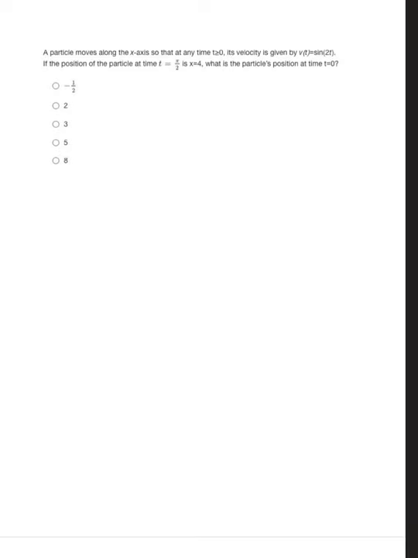Okay. This one is sneaky. It's asking us about position and velocity, and so we know that velocity is the derivative of the position. And they're asking us, what is the position if we're given the velocity function, and we're also given the position at time t equals pi over 2. And what they want to know is what is the particle's position at time t equals 0.